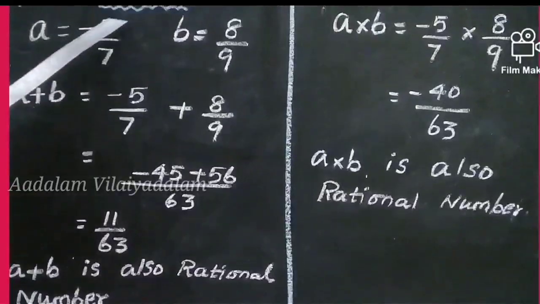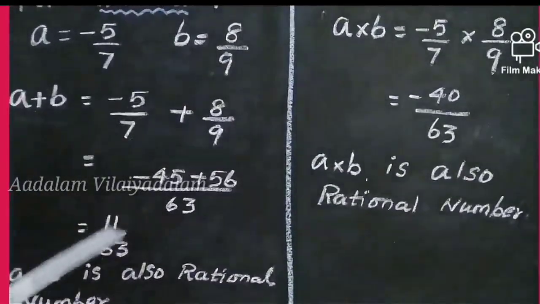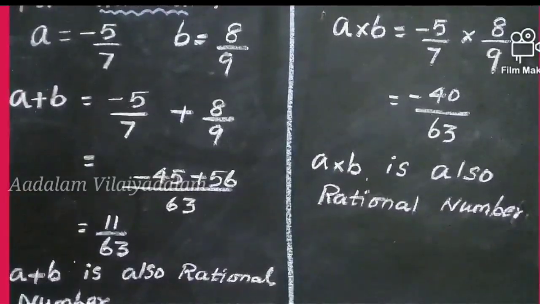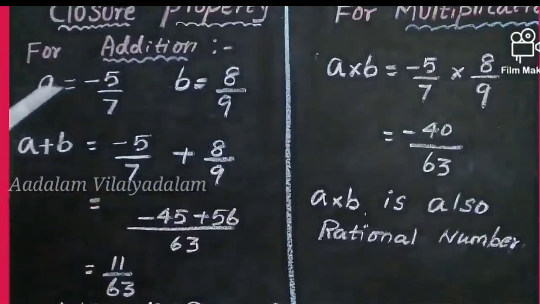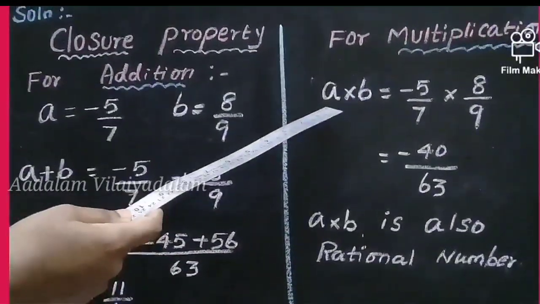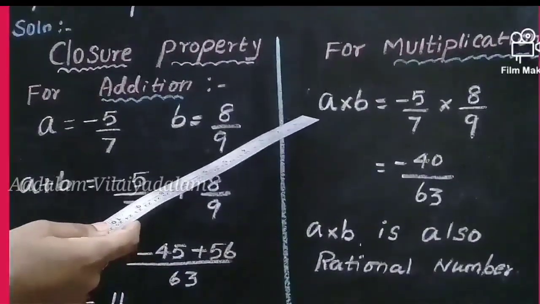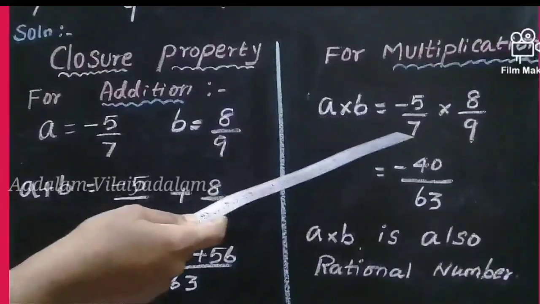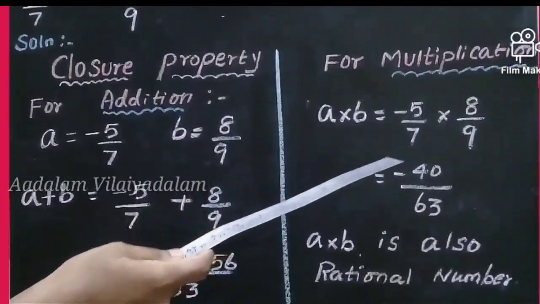So closure property for addition: the formula is, if A and B are two rational numbers, A plus B is also a rational number. Next, for multiplication, if A and B are two rational numbers, the product of A into B is also a rational number. Next, we have to find the product of A into B. A value is -5/7, B value is 8/9.